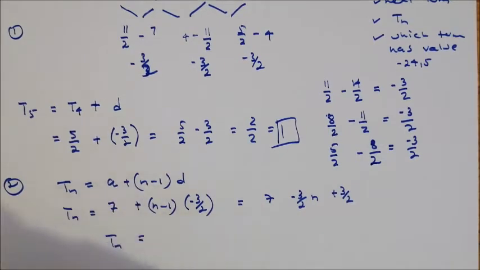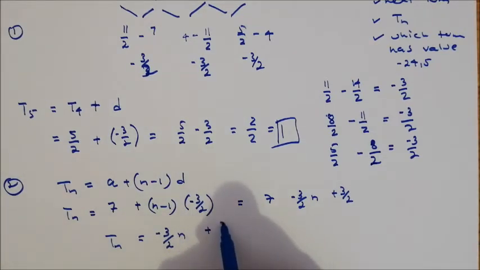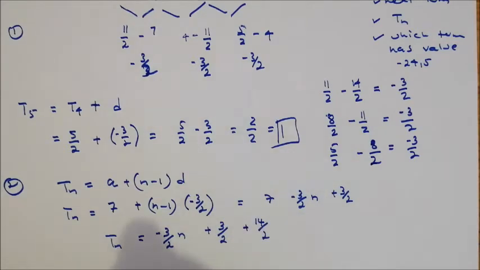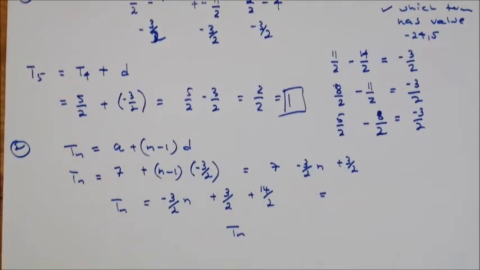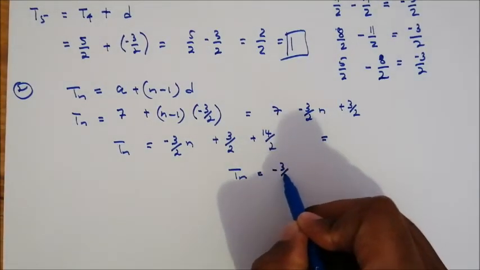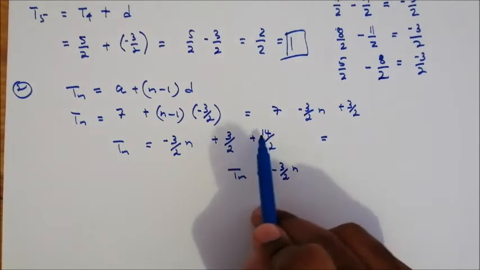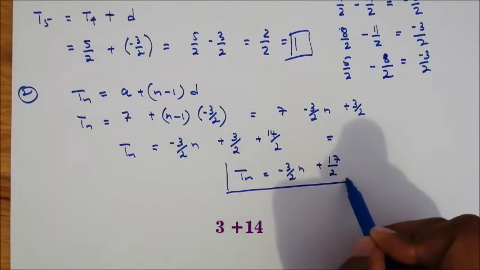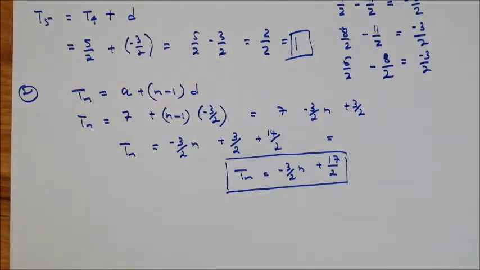Okay, so for Tn, we just need to simplify now. Minus 3 over 2 n, right? Plus 3 over 2, right? Okay, so we can get 7 by saying 14 over 2. So Tn is equal to minus 3 over 2 n. So 3 plus 14, that's 17. Okay, then divide by 2. This is our nth term, right?